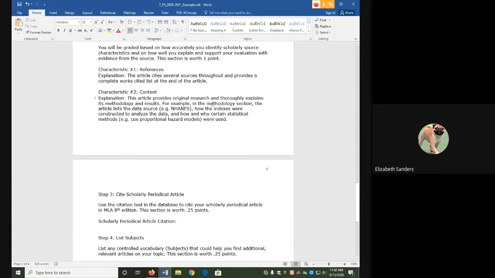I then use specific detail to back up my point. For example, in the methodology section, the article lists the data source, NHANES 3, how the indexes were constructed to analyze the data, and how and why certain statistical methods, such as Cox proportional hazard models, were used. This kind of detail, while not a direct citation, does indicate that the source content is original research and very specific.